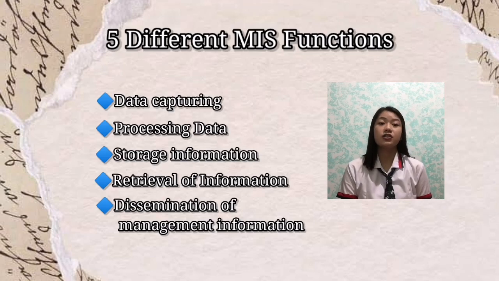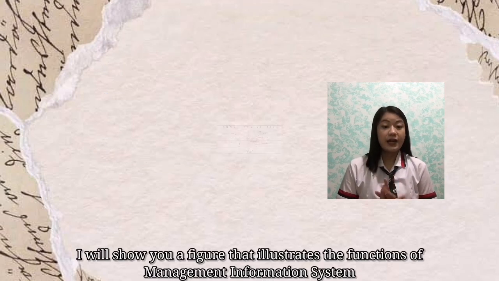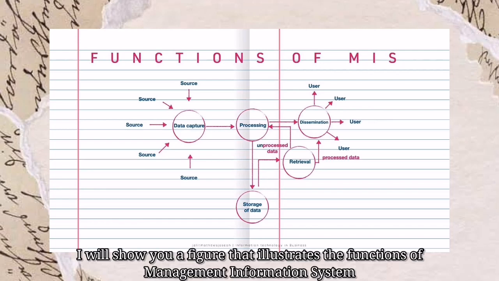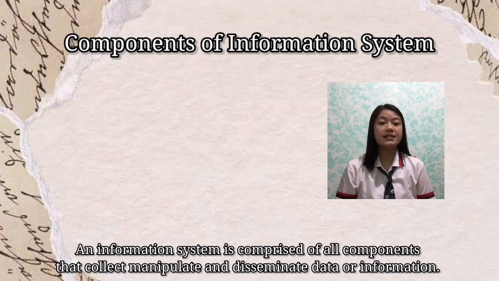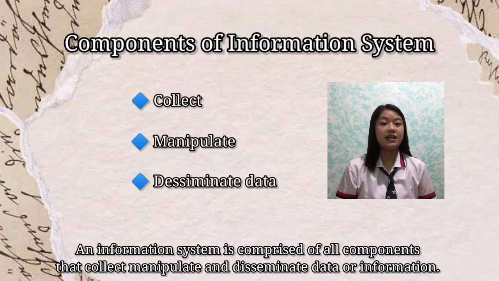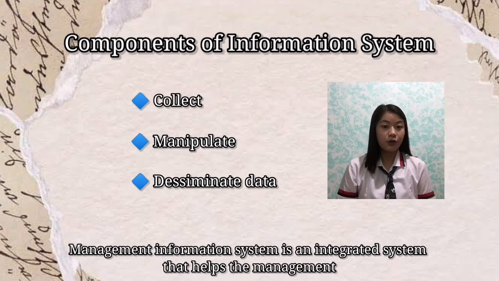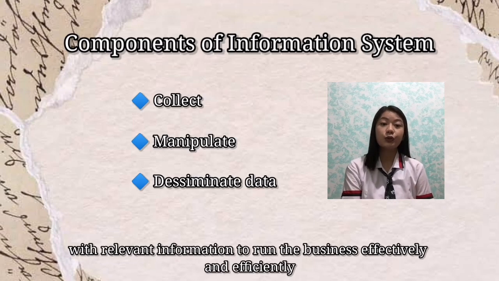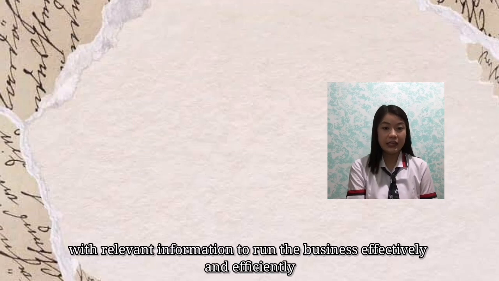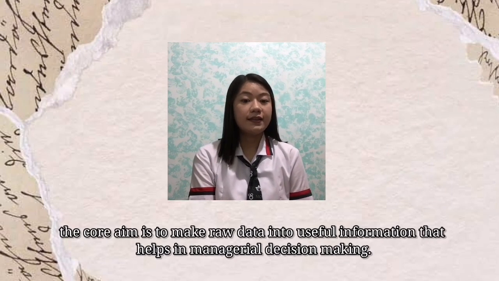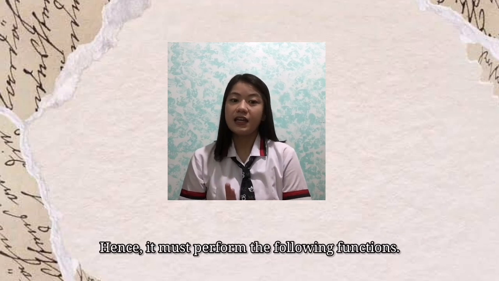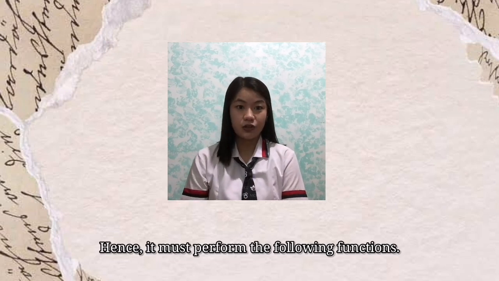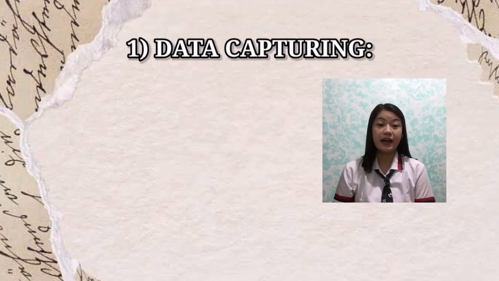But before discussing the functions in detail, I will show you a figure that illustrates the functions of management information system. An information system is comprised of all components that collect, manipulate, and disseminate data or information. Management information system is an integrated system that helps the management with relevant information to run the business effectively and efficiently. The core aim is to turn raw data into useful information that helps managerial decision making. Hence, it must perform the following functions. So first, data capturing.